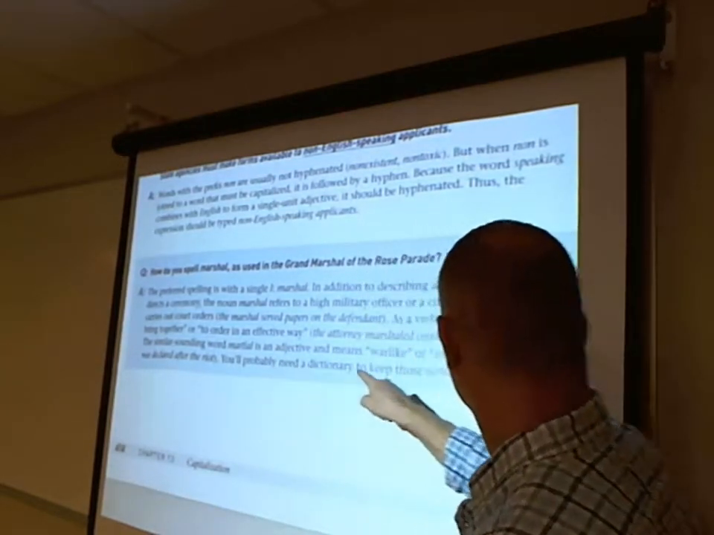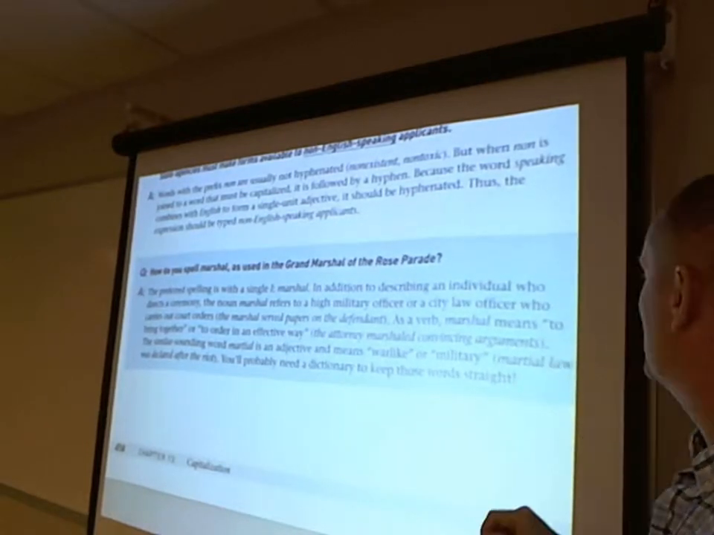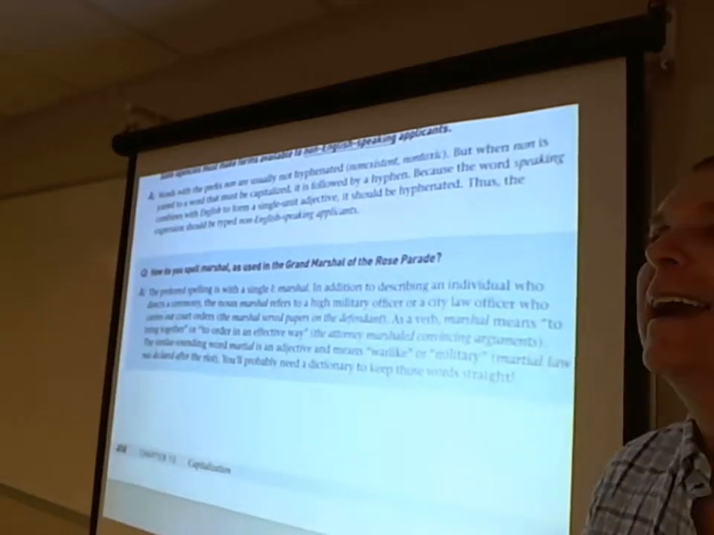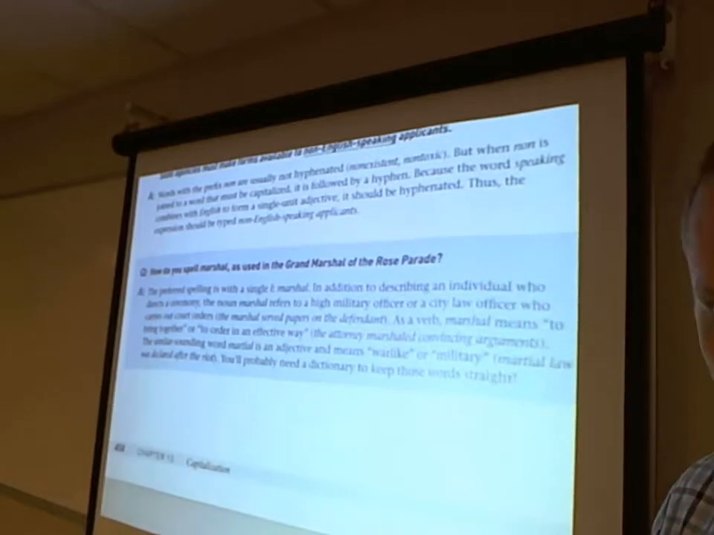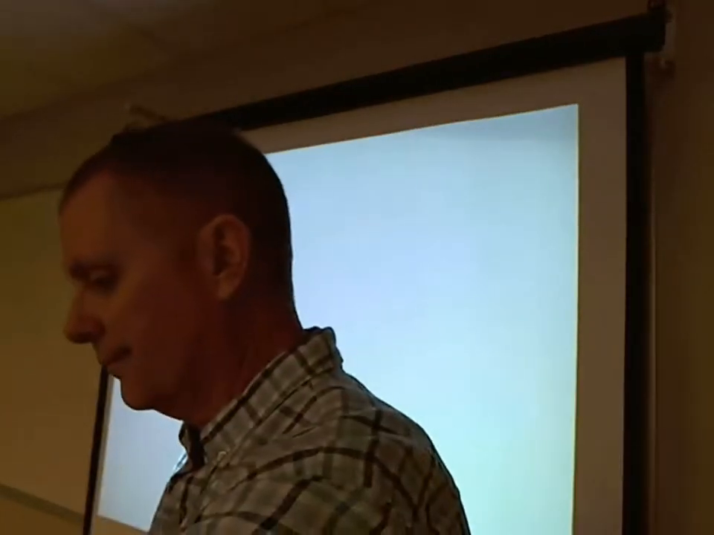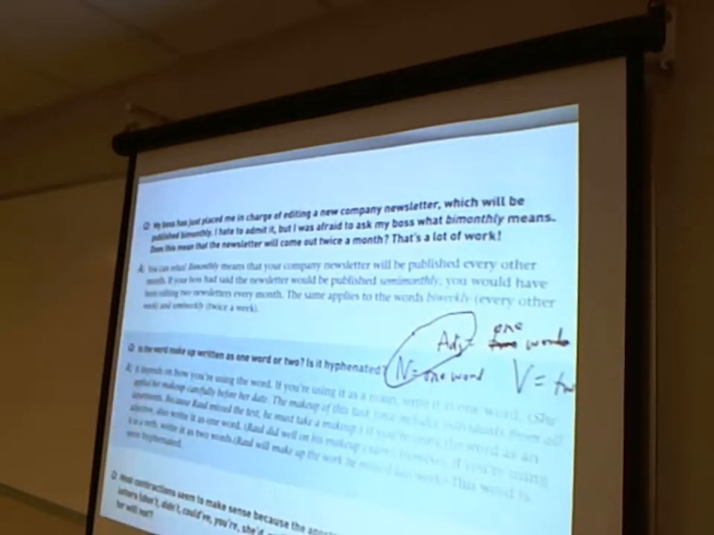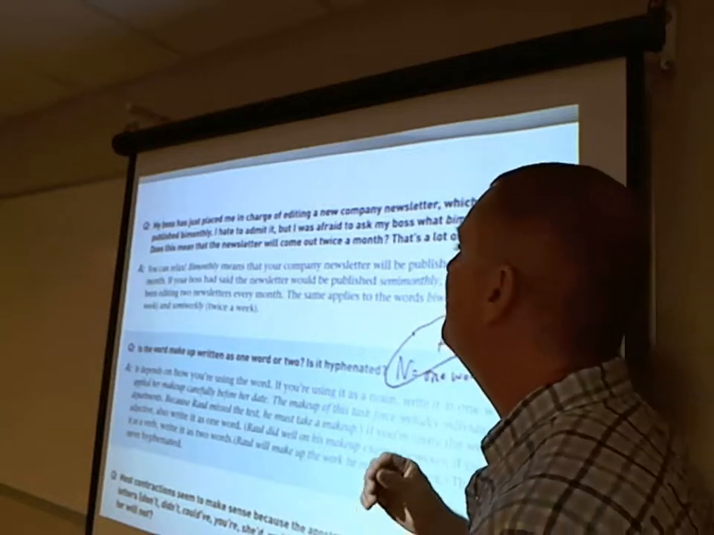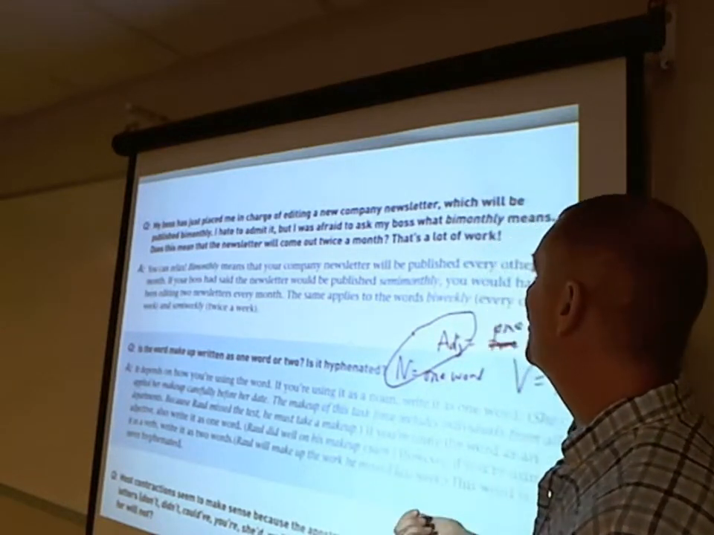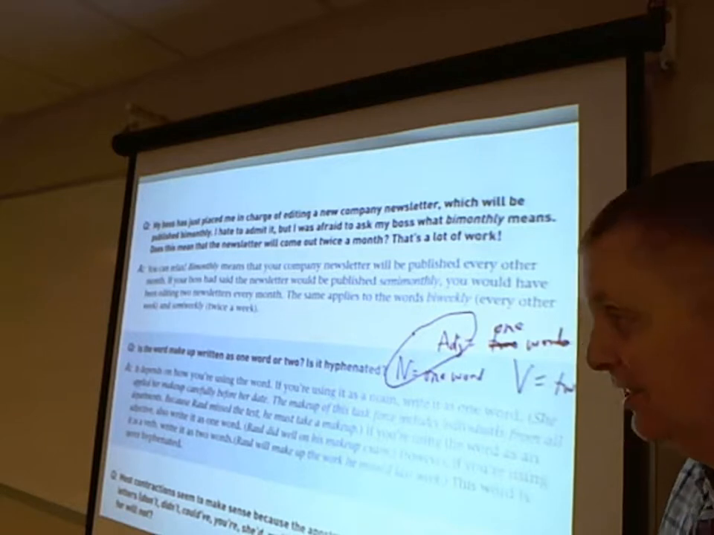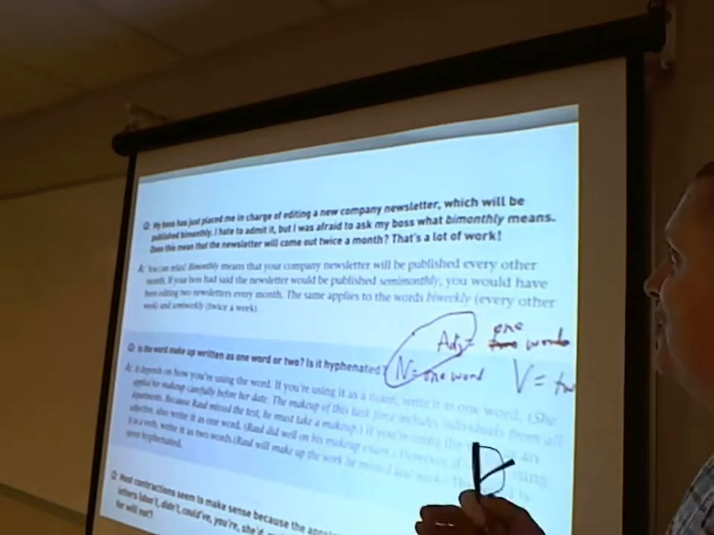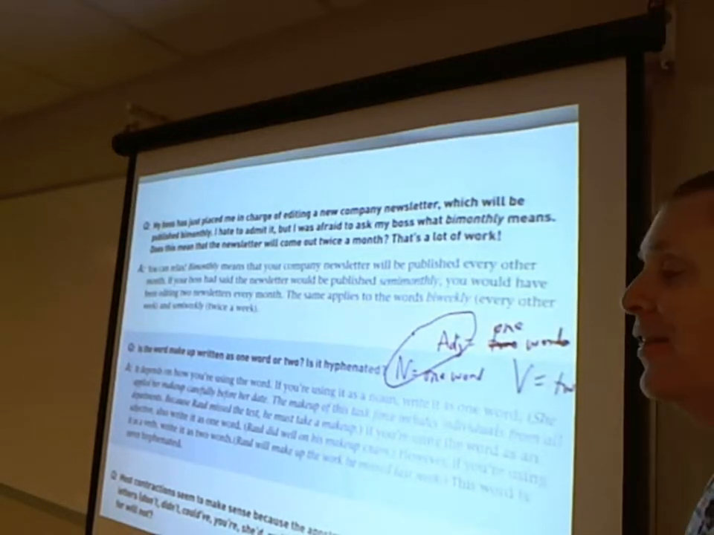Okay, we'll close up with these last 3 items. My boss has just placed me in charge of editing a new company newsletter, which will be published bi-monthly. I hate to admit it, but I was afraid to ask my boss what bi-monthly means. Does that mean that the newsletter will come out twice a month? Oh, goodness, no, you're in luck. Bi means every other. So it could be bi-monthly, bi-weekly. So if it's bi-weekly, it's every other week. If it's bi-monthly, it's every other month.